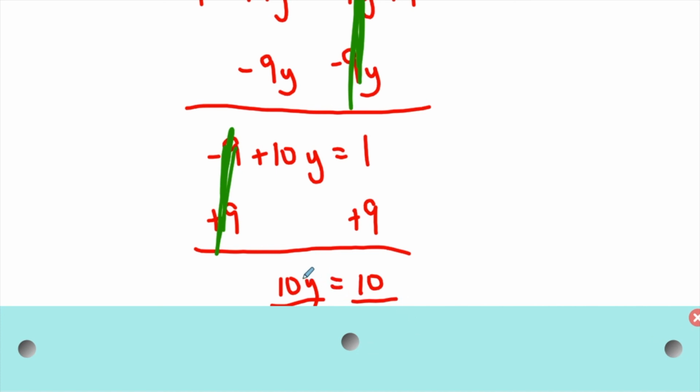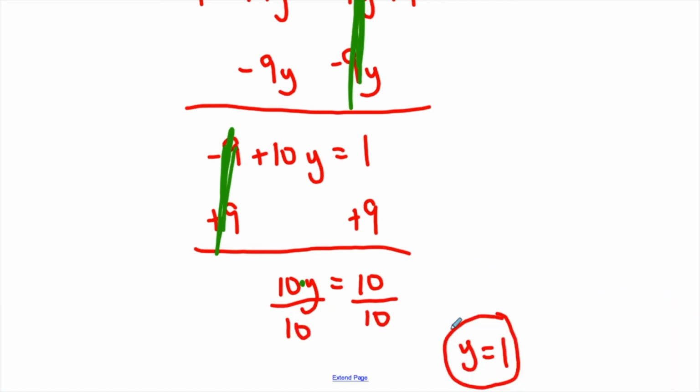Again, now our goal is to separate the 10 from the y. Those are being multiplied, so I do the opposite and divide. 10 divided by 10 is 1. So final answer there, y equals 1. So hopefully that's the answer you got.